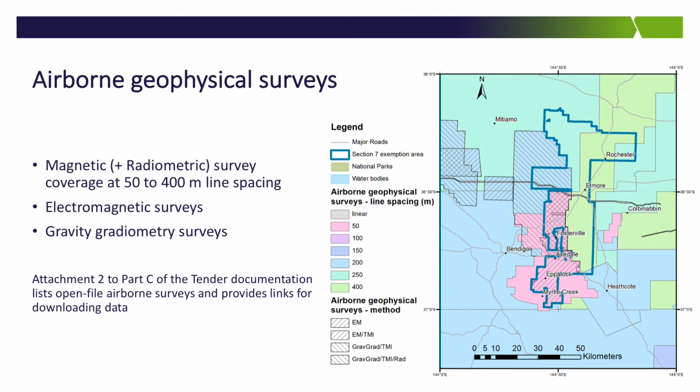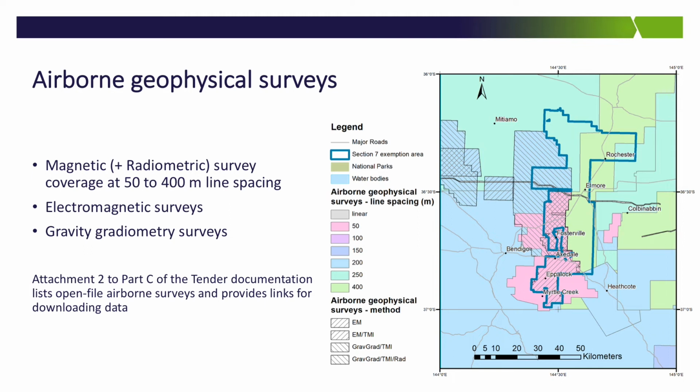So this image here shows the airborne magnetic, electromagnetic and gravity gradiometry survey coverage. In the ground release area, magnetic surveys have a line spacing which ranges from 50 metres, as shown in the pink, to 400 metres, as shown in the green. From the hatch patterns, you can see block 4 has been surveyed with airborne electromagnetics, and portions of block 2 and 4 have been surveyed by gravity gradiometry.